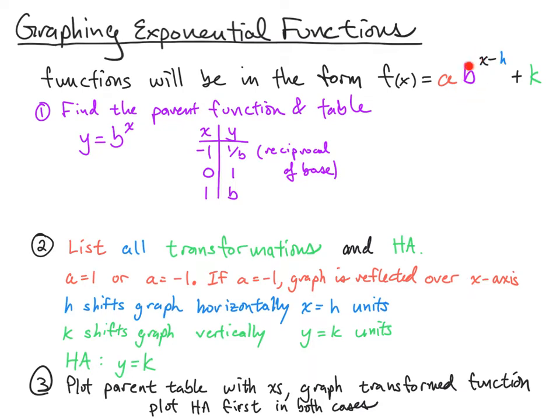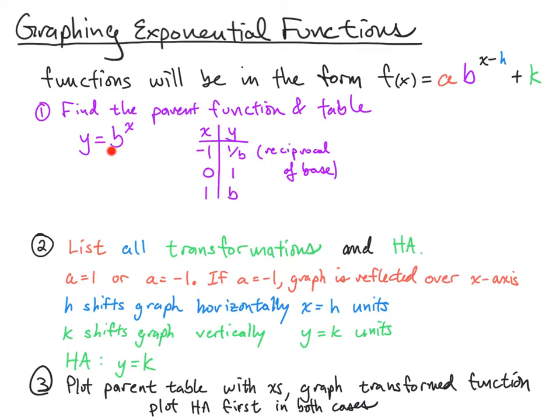B, you can see here, is highlighted in yet a different color. B is how we find our parent table, which is a really strange thing. If b changes values from problem to problem, the parent table changes values from problem to problem. So in order to figure out the parent table for an exponential function, the parent function first would be y equals b to the x power without an a, h, or k. And we can figure out the parent function simply by using the x's -1, 0, and 1, and then seeing what happens when we put these numbers into the exponent.